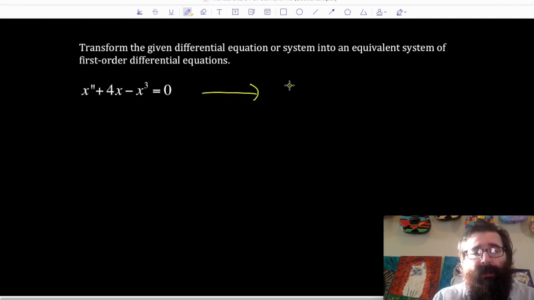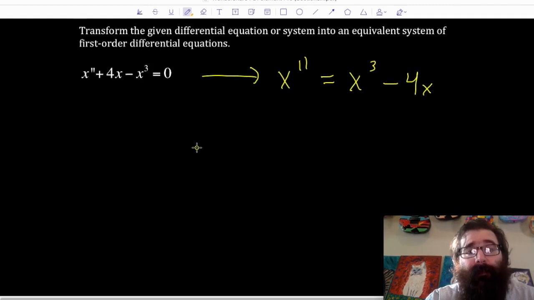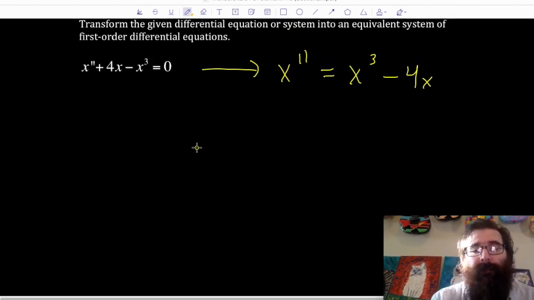So if I solve for x double prime, that means x double prime is equal to, I would add x cubed over, and then I would subtract 4x away. So it looks like this. Now what I want to do from here is start renaming my variables to give them their own identity.